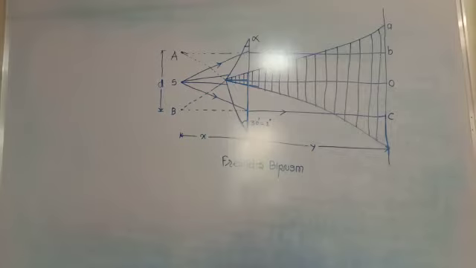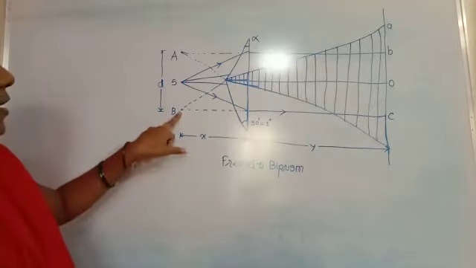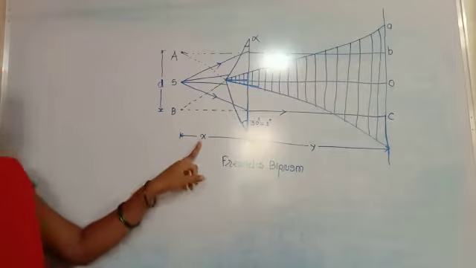So the distance between the biprism and the source S is x.